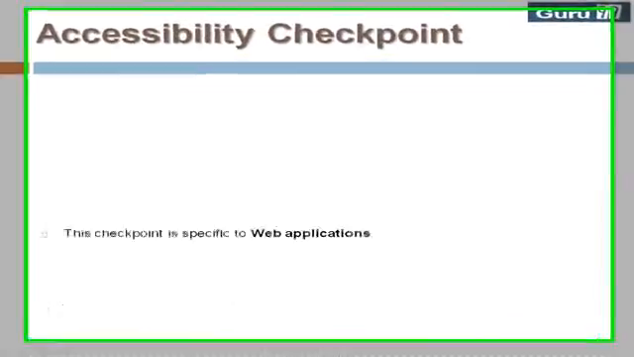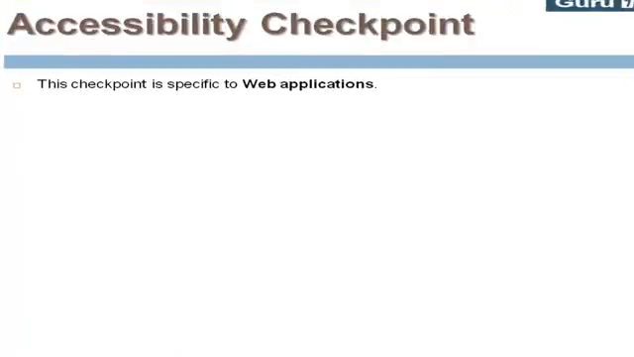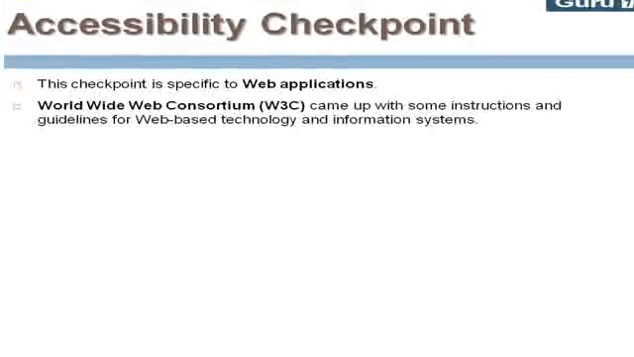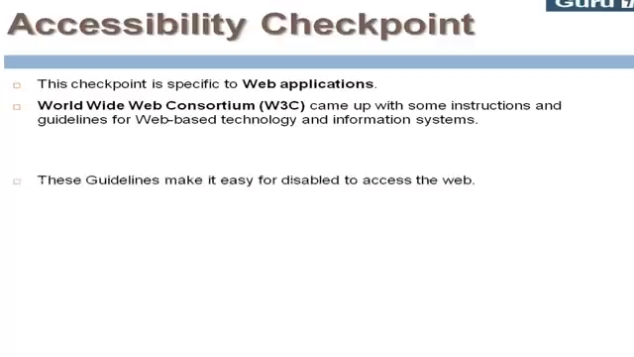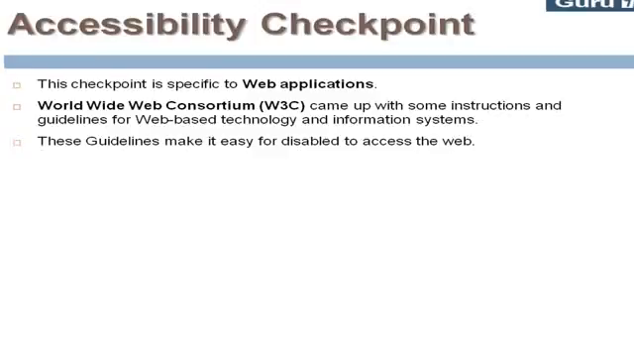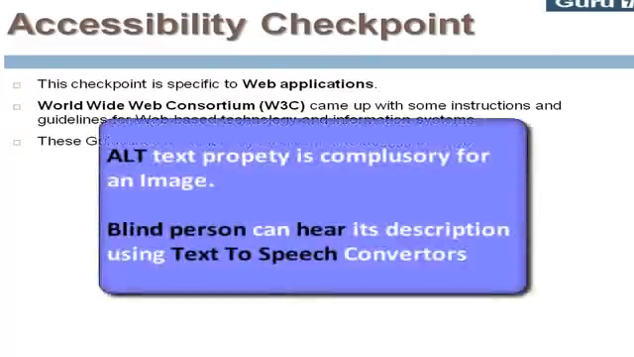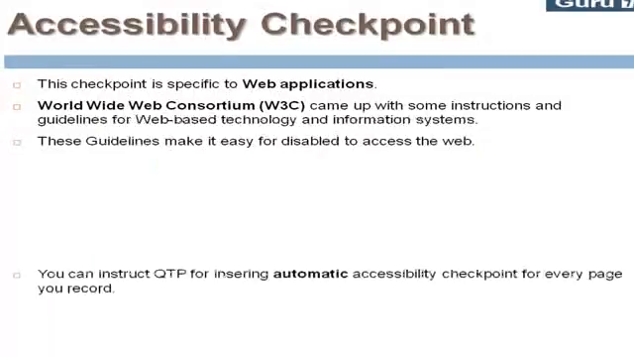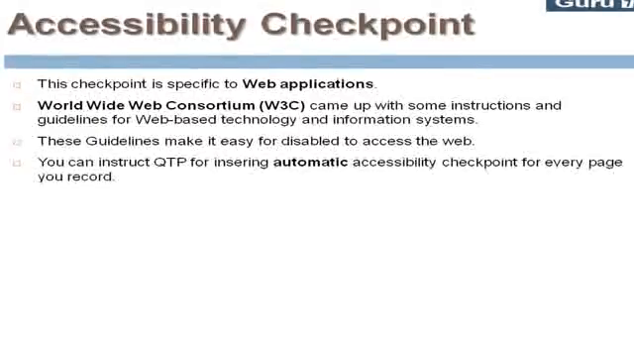Accessibility checkpoint. This checkpoint is specific to web applications. The World Wide Web Consortium, W3C, came up with some instructions and guidelines for web-based technologies and information systems. These guidelines make it easy for the disabled to access the web. For example, as per these guidelines, it's mandatory to have an alt text property for an image. A blind person accessing the web page who cannot see the image can at least hear its description using text-to-speech converters. You can instruct QTP to insert automatic accessibility checkpoints for every page you record.